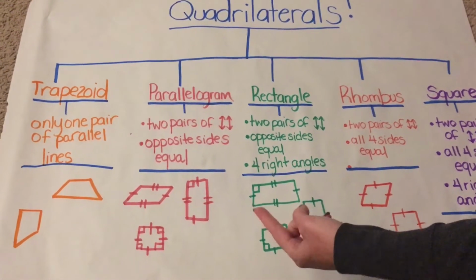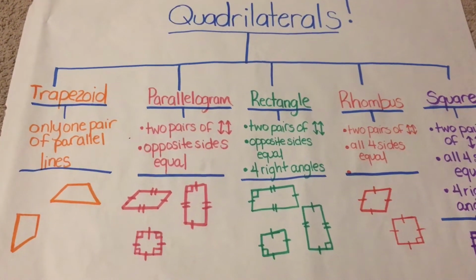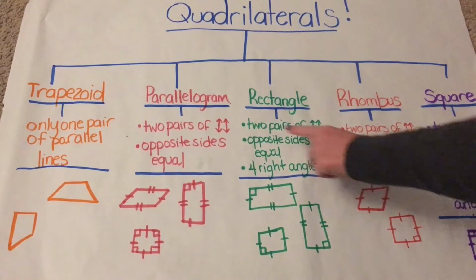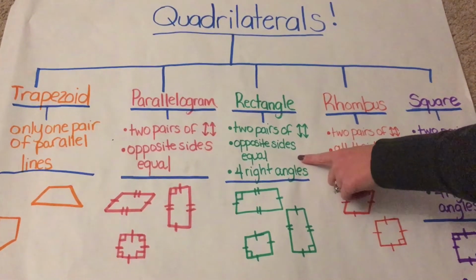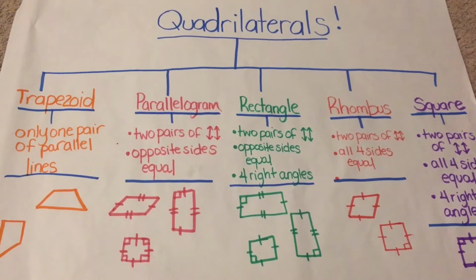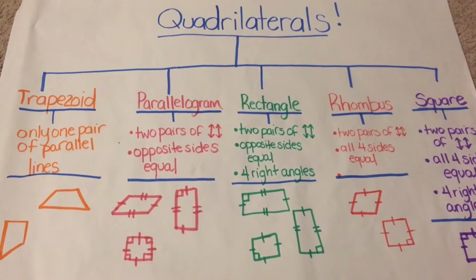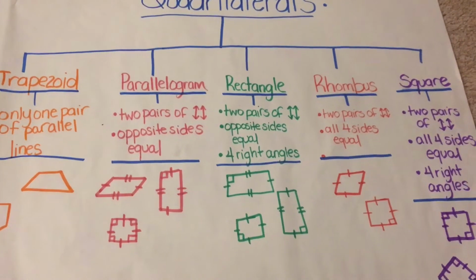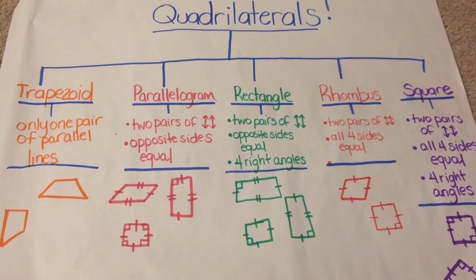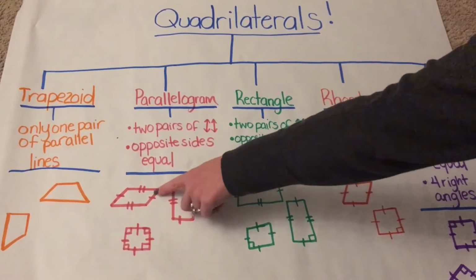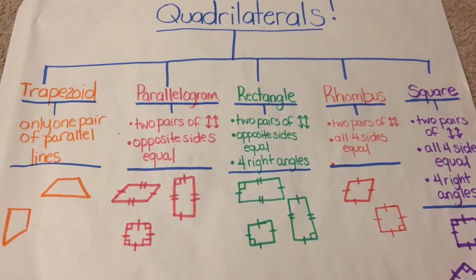Now, next to the parallelogram, we have a rectangle. If you read very carefully, a rectangle also has two pairs of parallel lines, just like the parallelogram. A rectangle also has opposite sides equal, just like a parallelogram. However, a rectangle has four right angles, and it must have four right angles, whereas a parallelogram does not have to have four. So if you see here, this one's slanted, it has acute and obtuse, whereas all of these have square corners, that right angle.